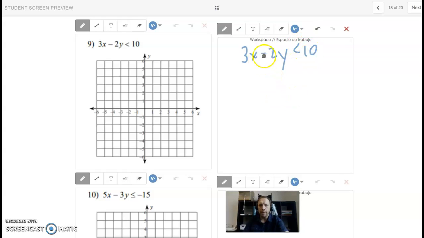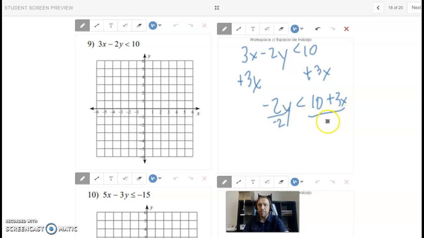All right. I want to add 3x to both sides to get it in slope-intercept form. I have negative 2y is less than 10 plus 3x. Now, guess what I'm going to do? I'm going to divide by a negative. And remember, when we divide or multiply by a negative, we're flipping it over that 0 point on the number line. And so it changes our sign. So it goes from less than to greater than.